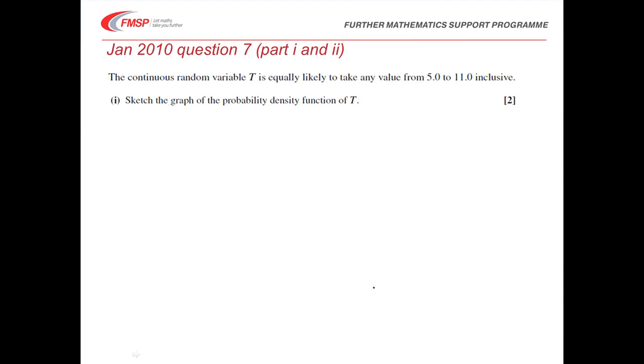Okay, so moving on, we're told in this question that we have a continuous random variable t, and it is equally likely to take any value between 5 and 11 inclusively, and we're asked to sketch this. So if we think about having an axis, it can take any value between 5 and 11, that's continuous. So it's going to look something like that.